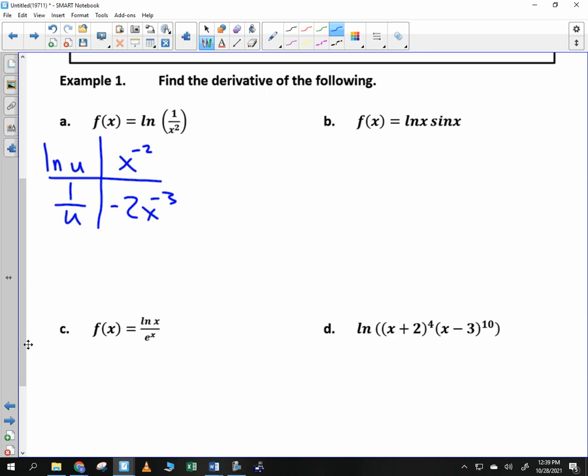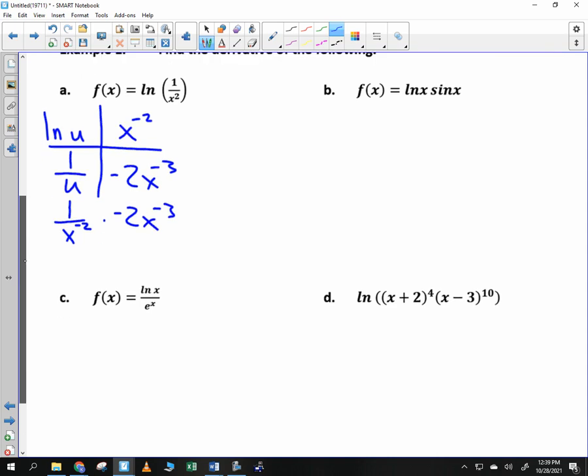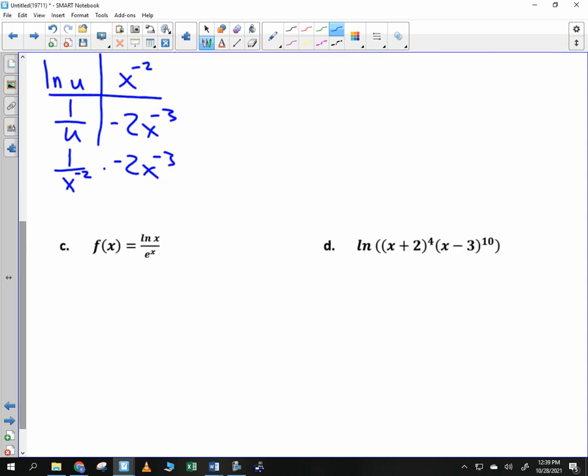Now, we've got to be careful. We plug this into here, right? So that would be 1 over x to the negative 2 times negative 2x to the negative 3. That's kind of gross, isn't it?